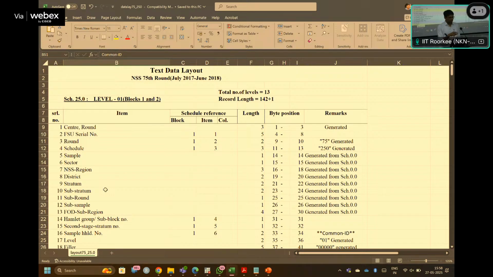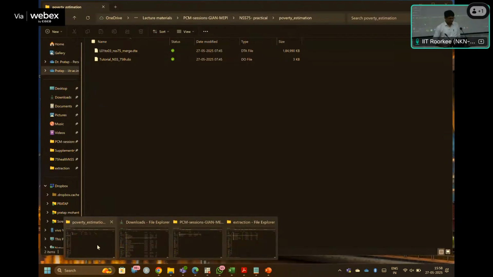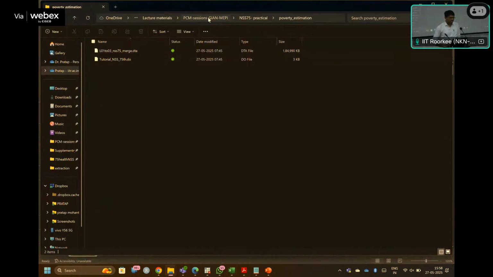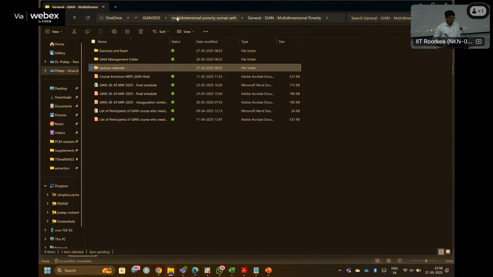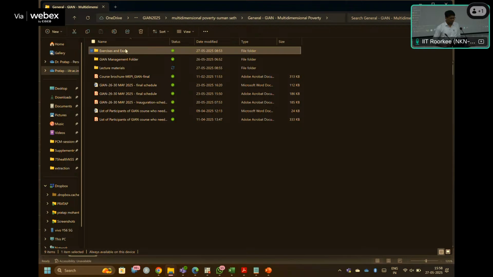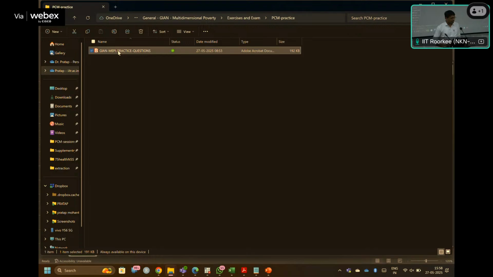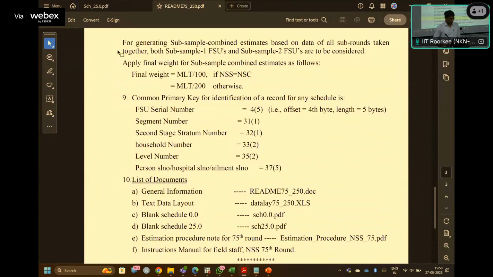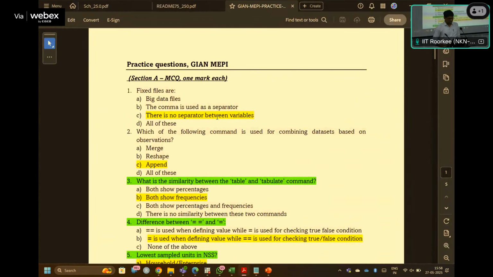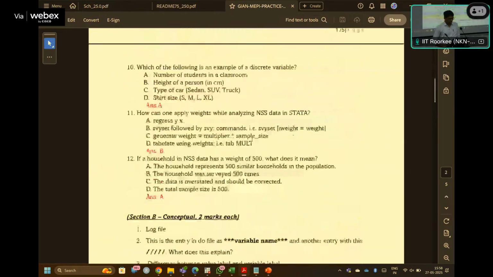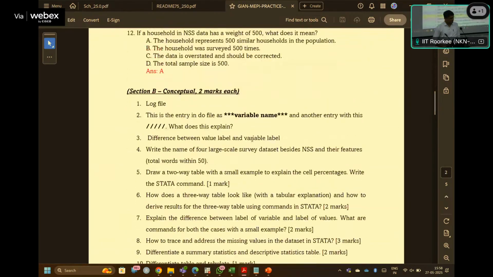Have I shared the sample question to you? Yes. Sample questions like this. Practice question. Yes, it is there. PDF one. It is downloaded, right? So these are with some MCQ, then some 2 marks type. Though we are not going to ask 2 marks type.